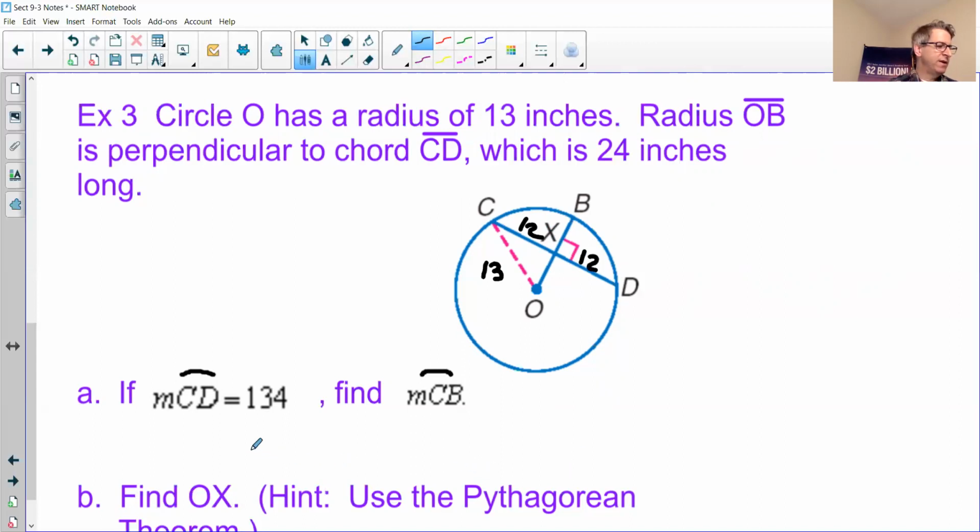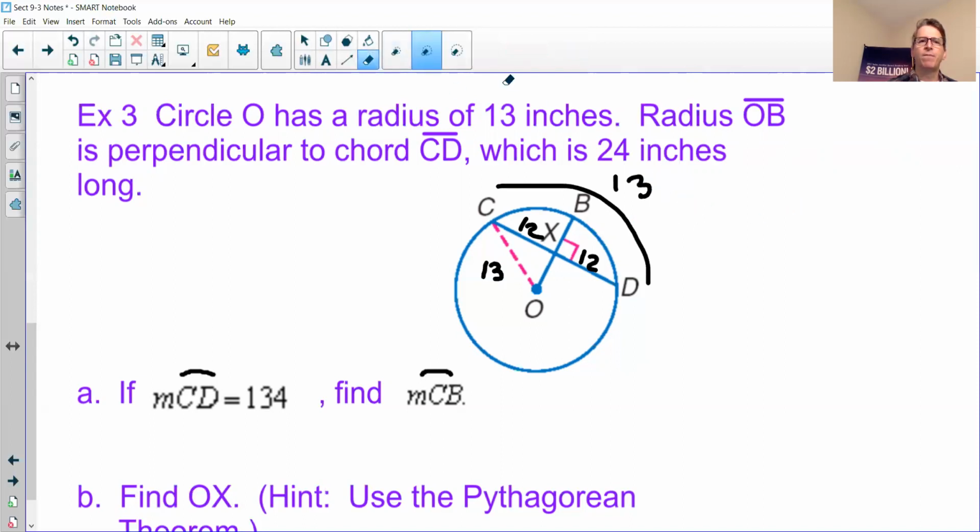If the measure of arc CD is 134, so this CD is 134 going across there, find the measure of CB. If that is 134, find this measure. We know that this is perpendicular here, that that's 12 and that's 12. So this little arc here, the measure of CB, is going to be half of this 134, which is 67. 67 degrees.